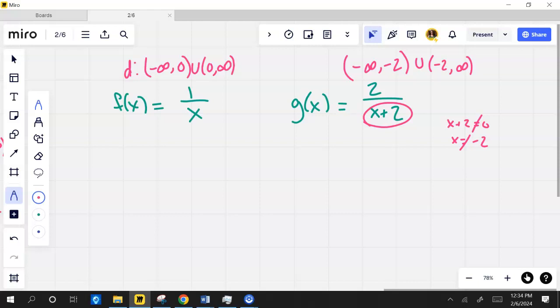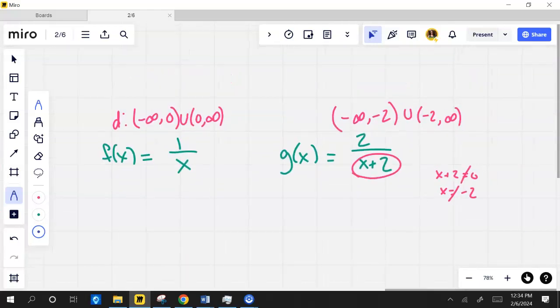But wait, because we haven't combined them yet. Yes, but then there could be additional restrictions, depending on what it looks like once I combine them. Then I have to look at the function again. Right now, if I combine these two, I know right off I'm leaving out negative 2 and I'm leaving out 0. Sometimes it helps me to see it on a number line. It's a little easier for me.